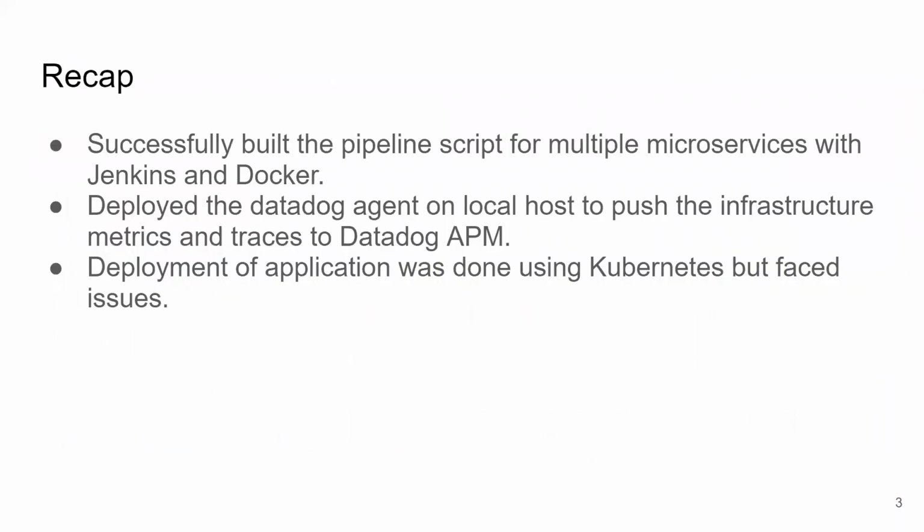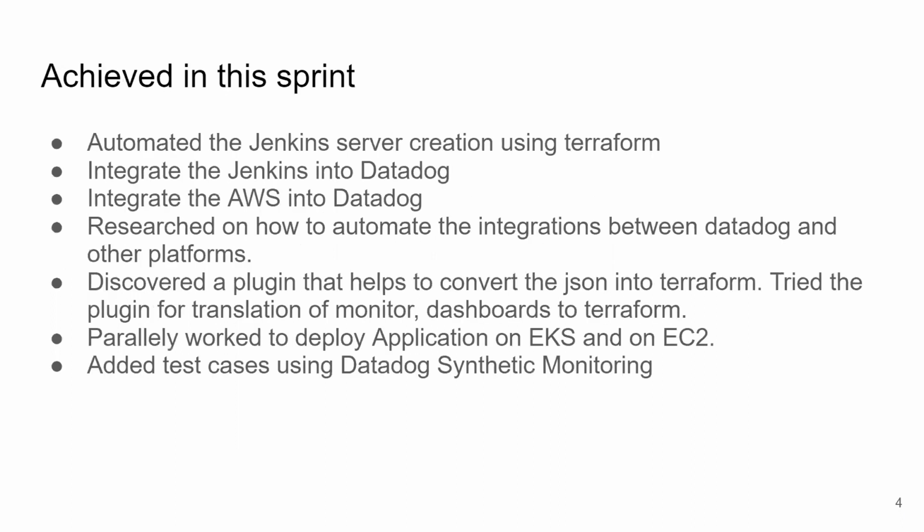First, I am going to go through what we had completed in the last demo. We have successfully built the pipeline script for multiple services using Jenkins and Docker. We deployed the Datadog agent on the localhost to push the infrastructure metrics and traces to Datadog APM. We had deployed the application using Kubernetes, but we are facing some issues which will be explained in the later slides.